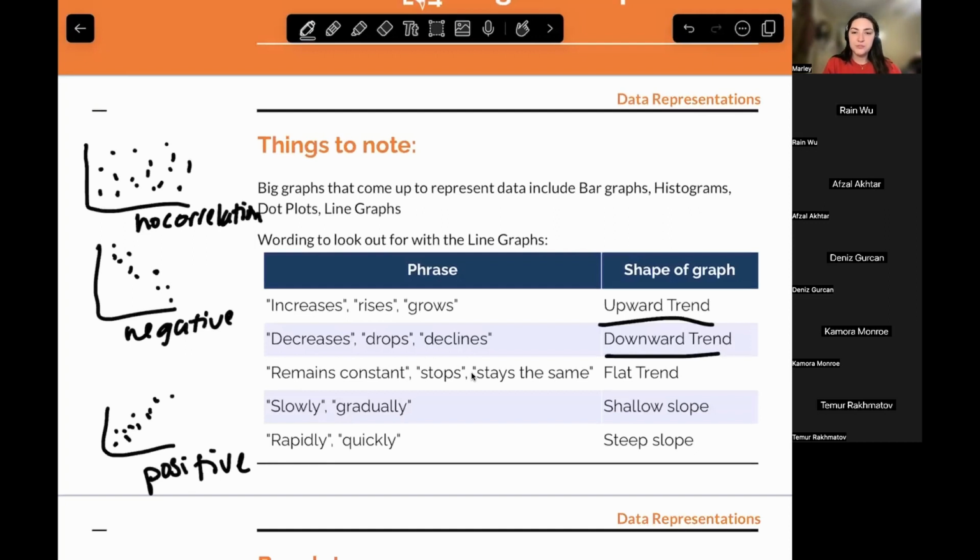There's also the difference of shallow versus steep. So if it's increasing really fast, it's a more steep looking curve or line. If it's slow growth, it'll typically look something like this, very slow, versus this would be fast or more rapid, quick growth.